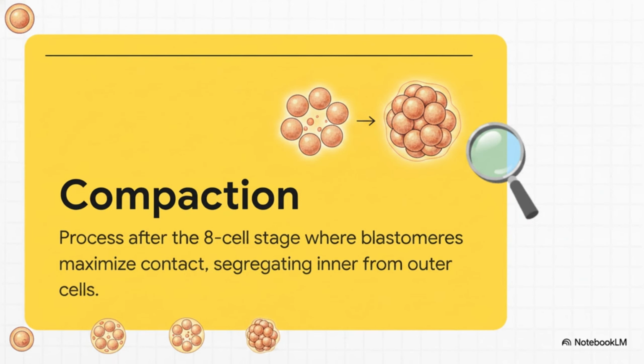Now, right after the 8-cell stage, something pivotal happens. It's called compaction. The blastomeres, which were kind of loosely arranged, now huddle together and form these really tight junctions. And this is way more than just a physical change. It's the very first step in creating 2 distinct populations of cells, an inner group and an outer group.